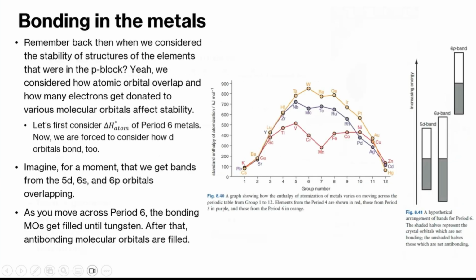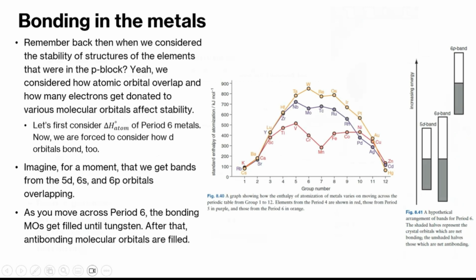We're basically just going to end this off with bonding in the metals. So remember back then when we considered the structure of elements in the P block and how stability can be affected by bonding within these elements. Now we're going to consider these transition metals. So we considered how atomic orbital overlap and how many electrons get donated to various molecular orbitals affect stability.